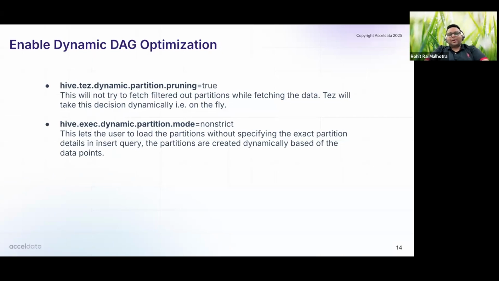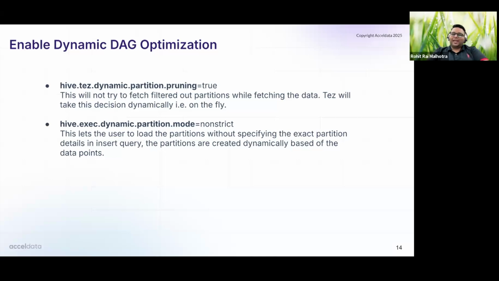So Hive Tez dynamic partition pruning should be set to true. It avoids fetching all the unwanted partitions while going through the data. It filters out all the required partitions only, and it fetches only those specific partitions. So in this case, it is really helpful when you have filters applied on the query. Rather than fetching all the partitions, it will fetch only specific partitions.